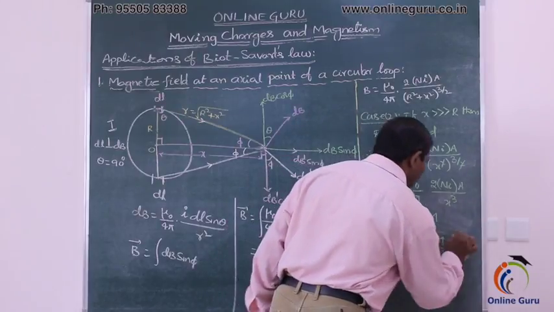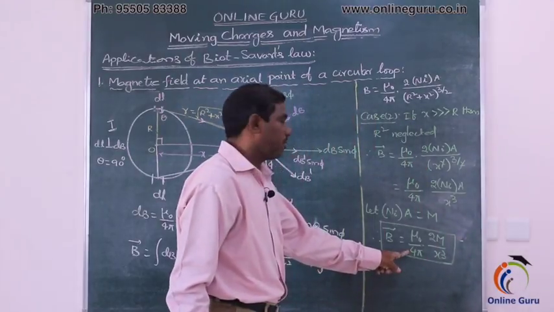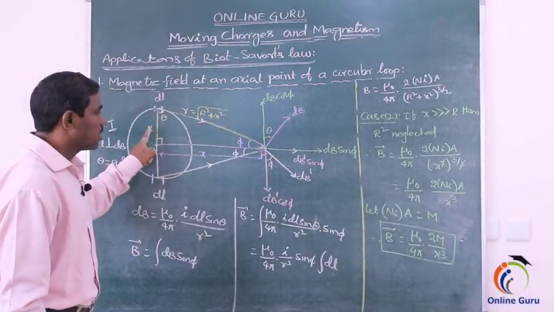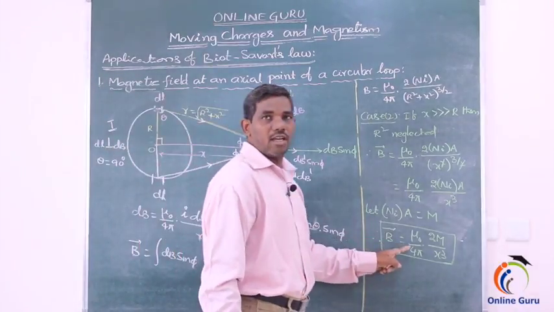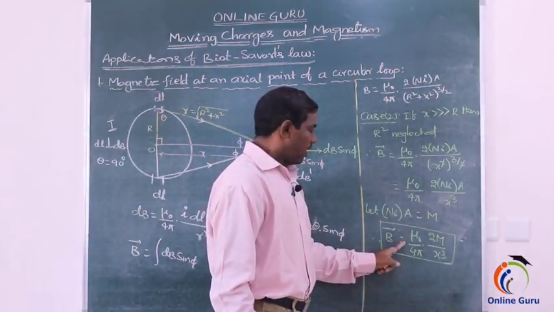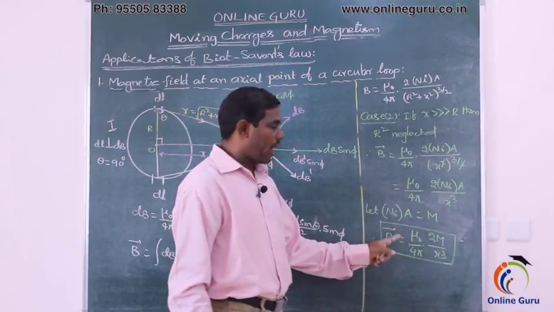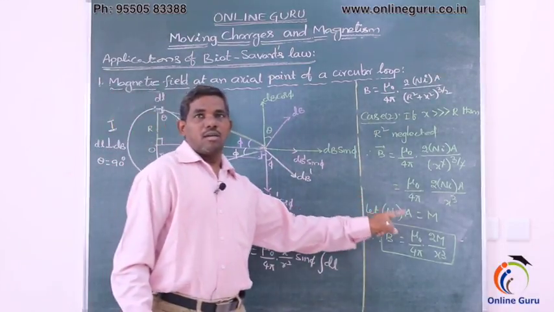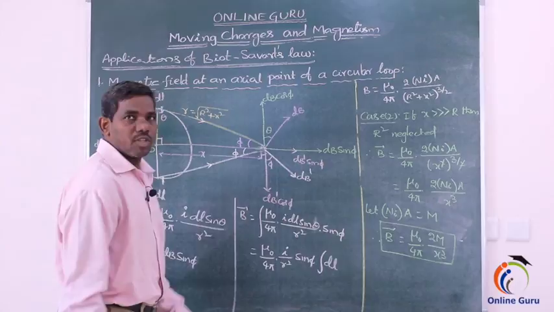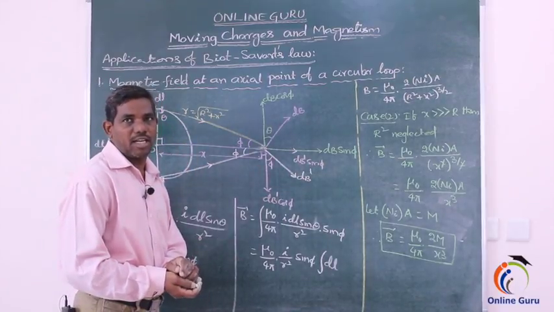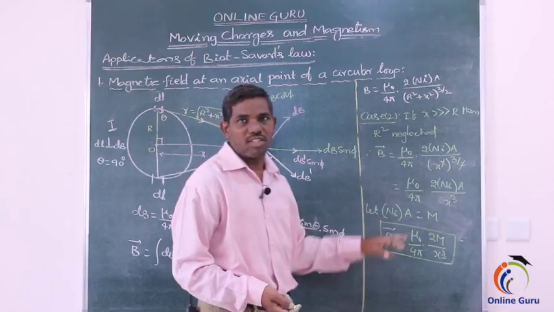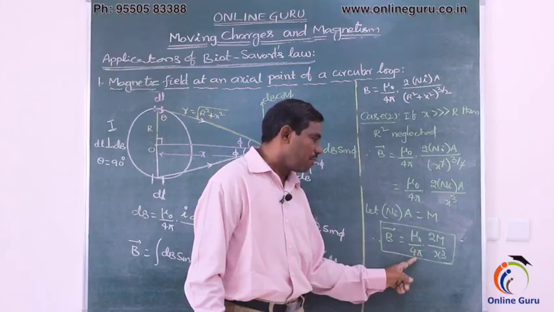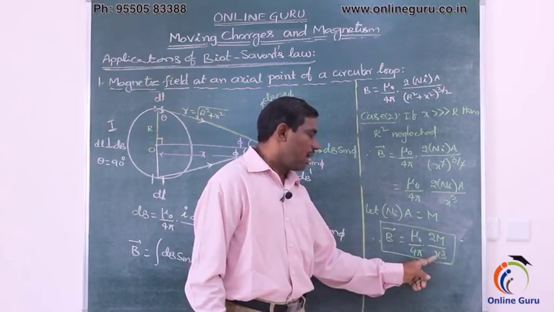Therefore, according to this mathematical equation, we can conclude that a current carrying circular loop acts as a bar magnet. When a current carrying circular loop acts as a bar magnet, what is the north pole of the bar magnet, and what is the south pole? How can we understand the poles of the magnet? According to this mathematical equation, B bar is equal to mu naught by 4 pi into 2 M by x cube.